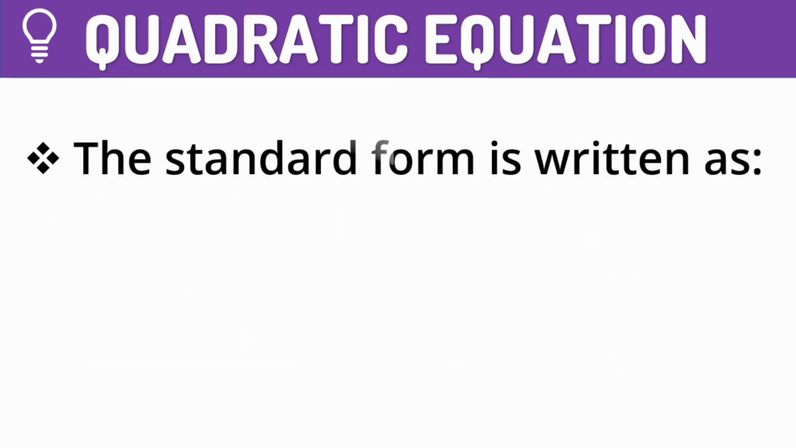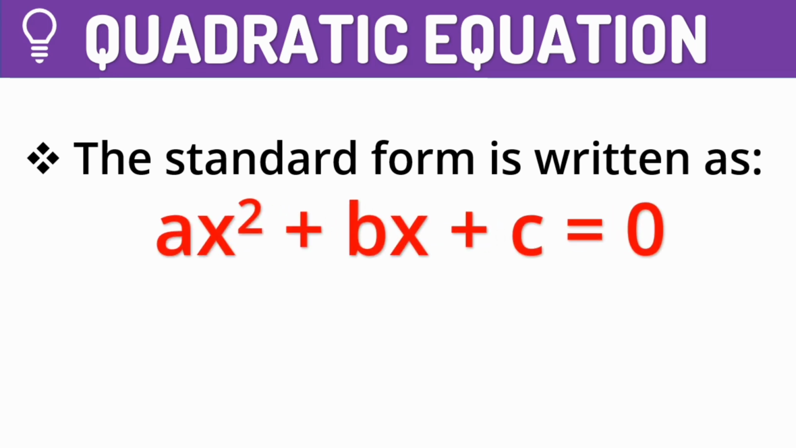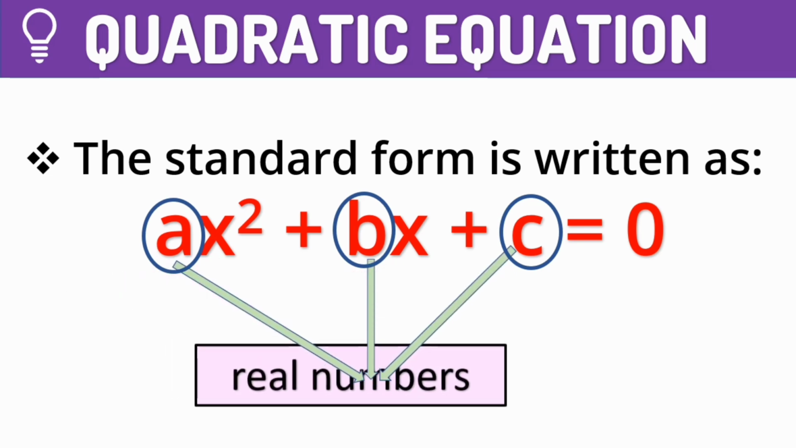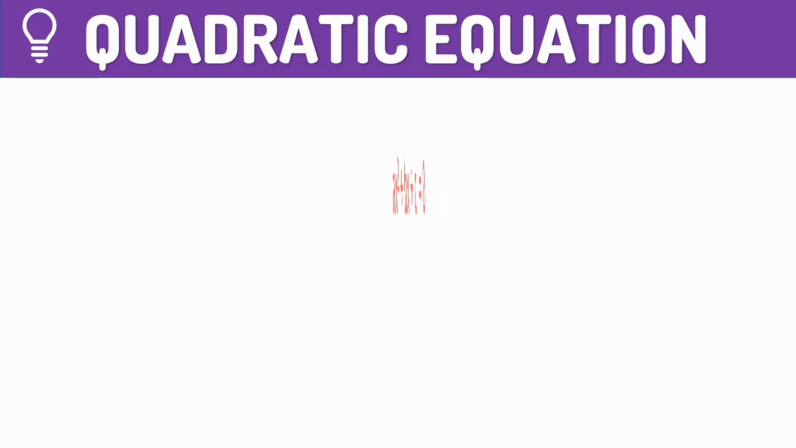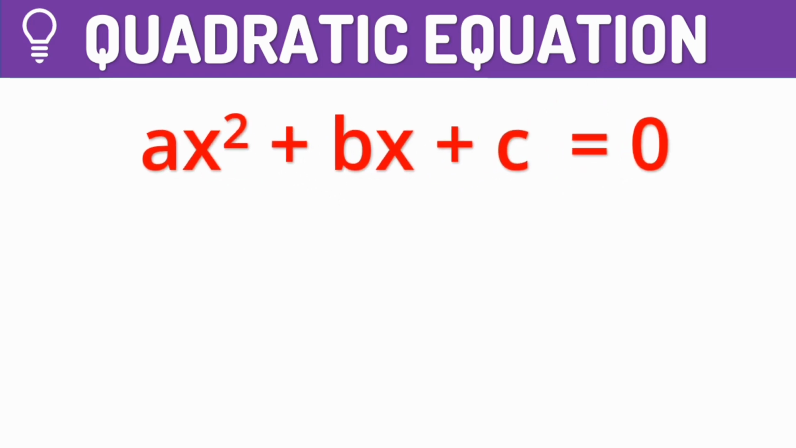The standard form of a quadratic equation is written as ax squared plus bx plus c is equal to 0, where a, b, and c are real numbers. And always remember that a must not be equal to 0, because if a is equal to 0, this is not a quadratic equation anymore. Okay, let us find out more about it.